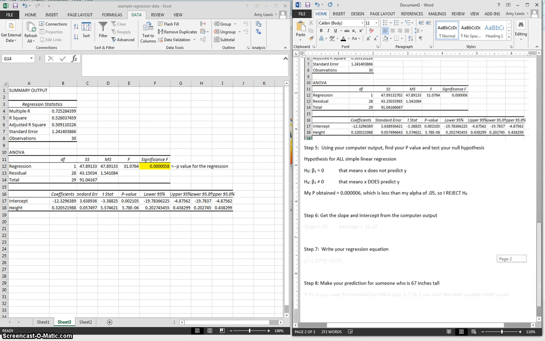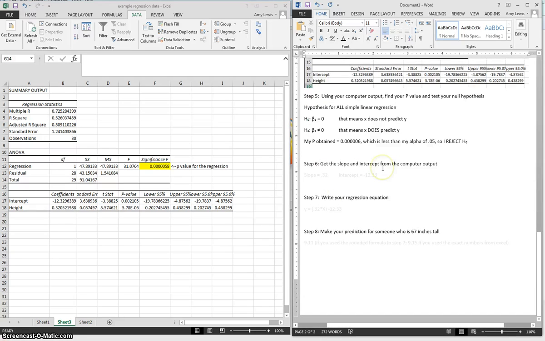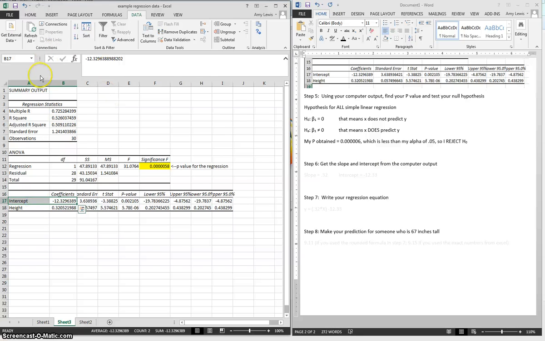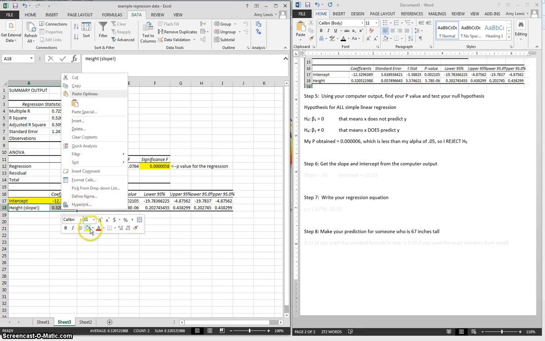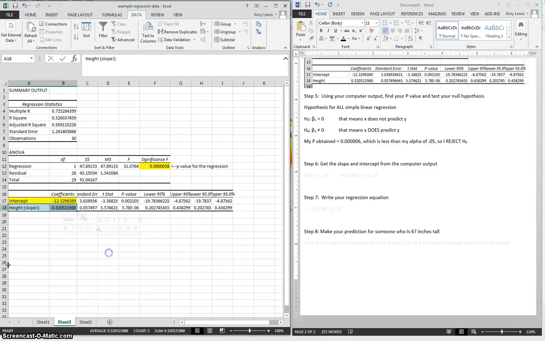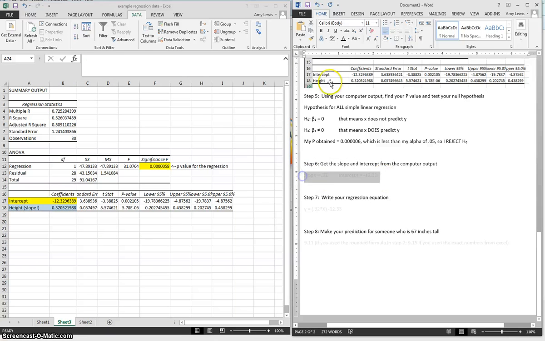So now in step 6, I'm going to go ahead and get my slope and intercept from the computer output. So my intercept right here is conveniently labeled intercept. And then height, this is the coefficient I'm going to multiply by. This is my slope right here. Put that in blue. So there are my slope and intercept. So rounding those, I've got a value of about 0.32 for my slope and negative 12.33 for my intercept.